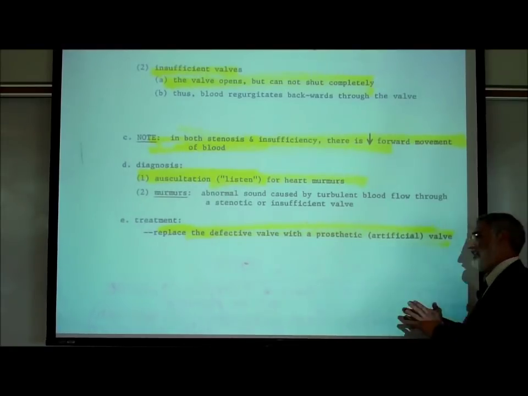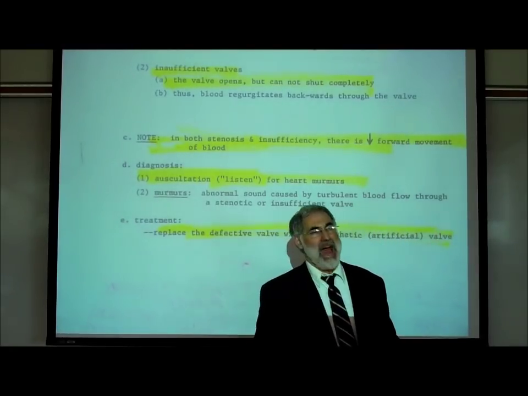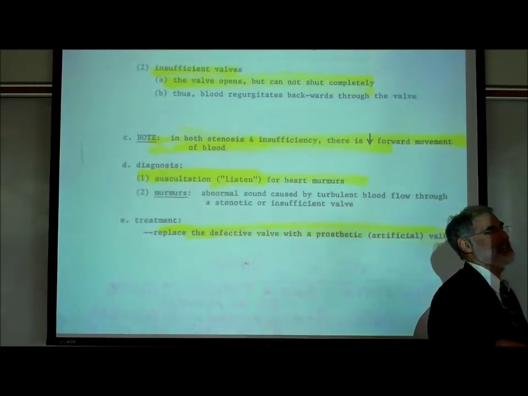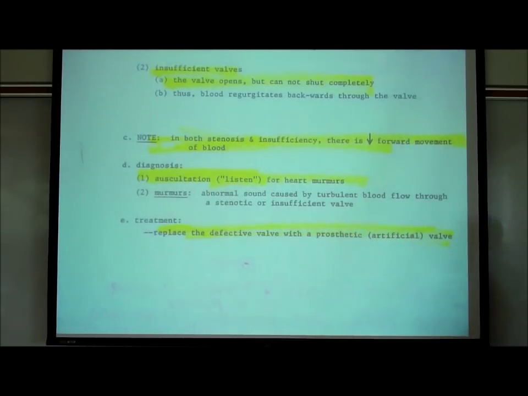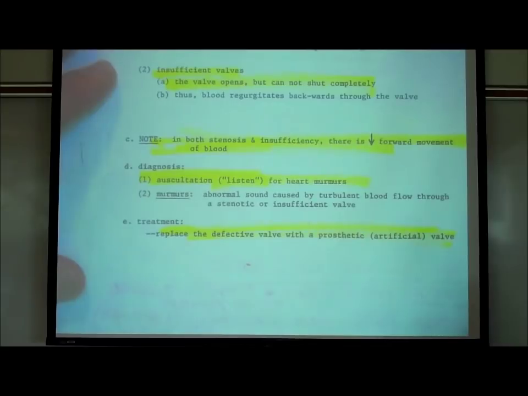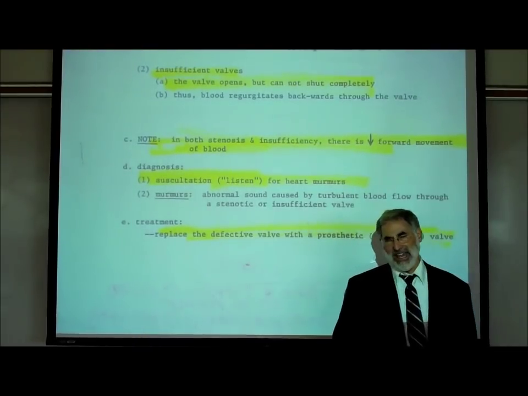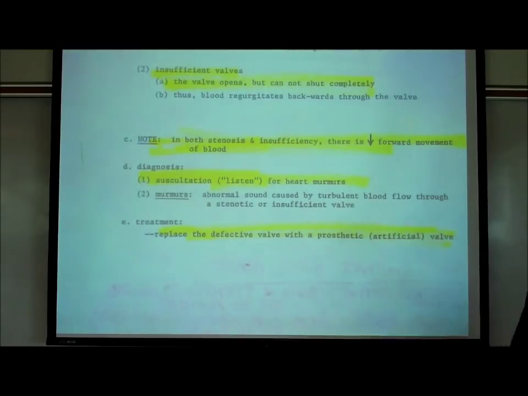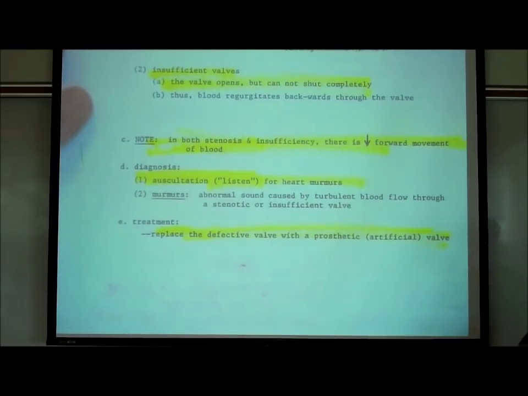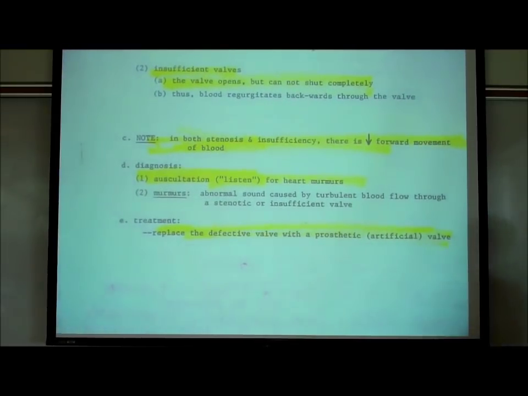Because when the blood is either regurgitating, flowing backwards, or not going forward, it creates a murmur, an abnormal sound when there shouldn't be one. What do they do if somebody does have a murmur indicating a defective valve, a valve that's not working right, either because it was congenital or a rheumatic heart disease?